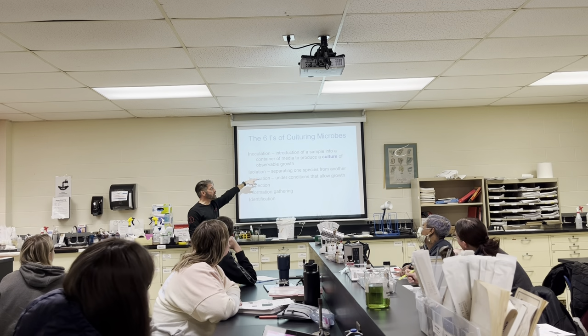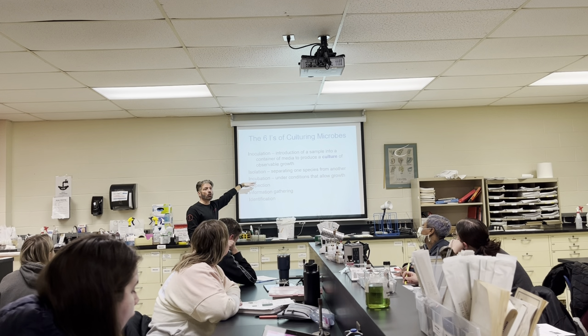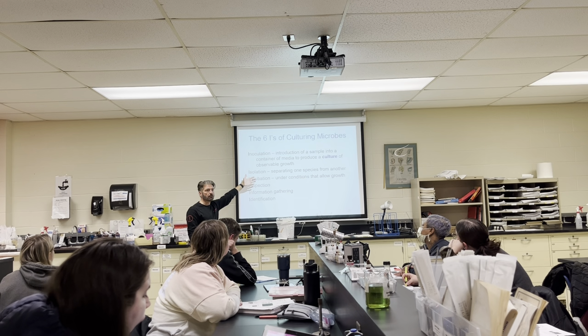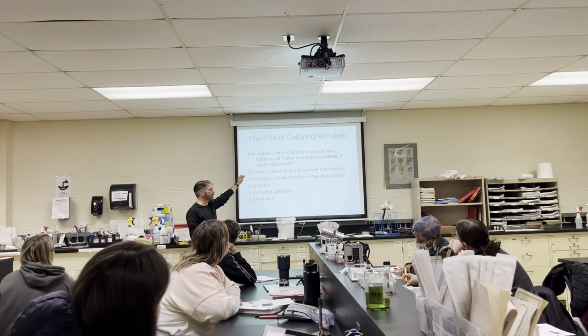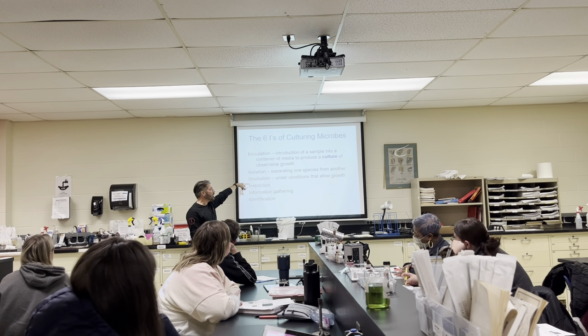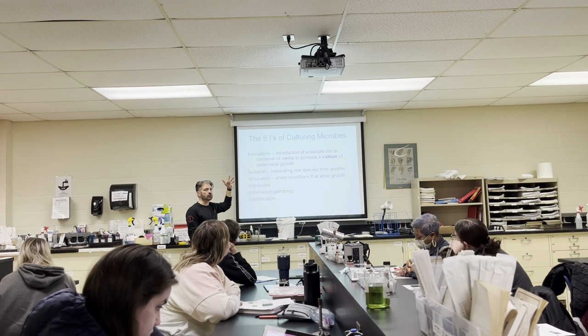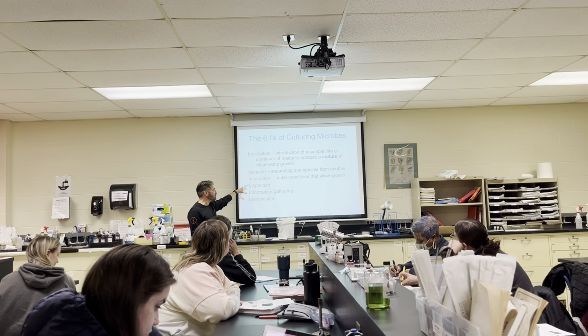Okay? Then I want to isolate it. I separate one species from another. We're going to do that with a streak plate, and we'll go over a streak plate later. That's a talent you guys are going to learn. Incubation. We're going to put it in a little womb under conditions that allow growth, about 37 degrees. Make sure it doesn't get too dry or too hot. Make it nice and comfortable.